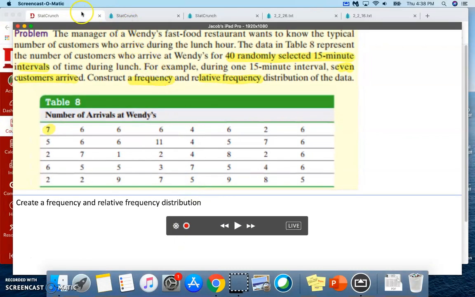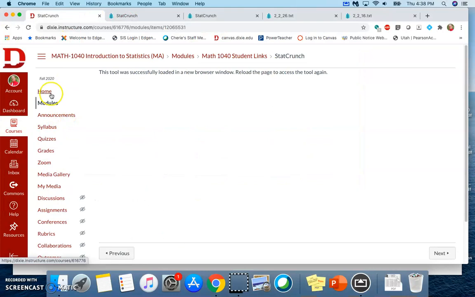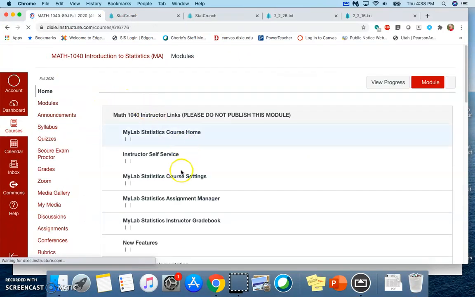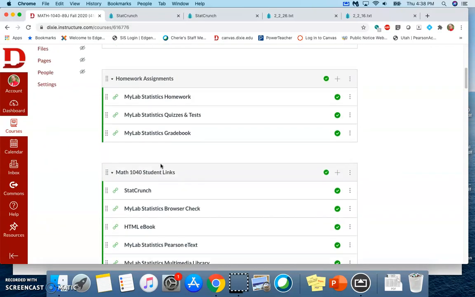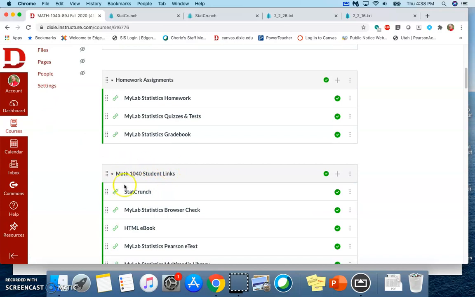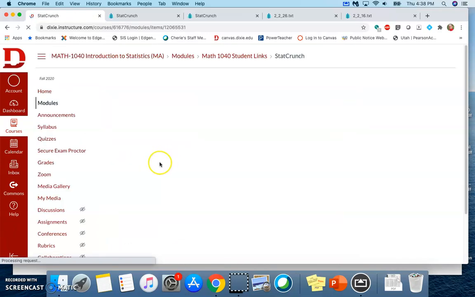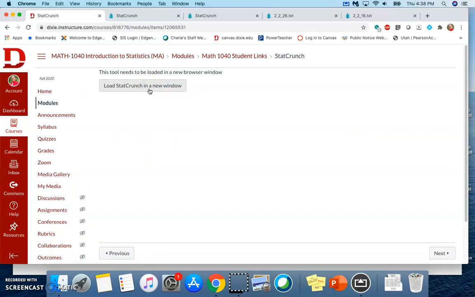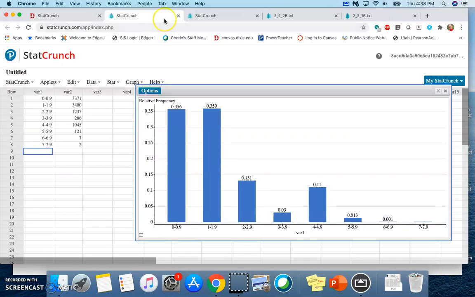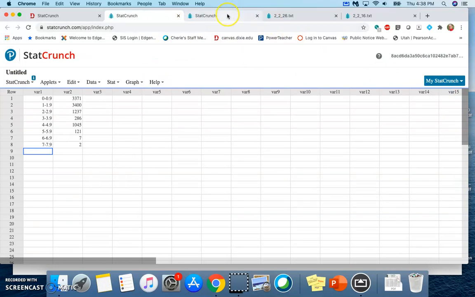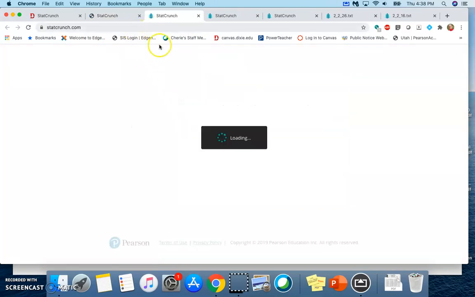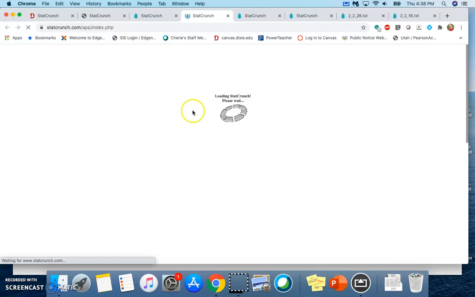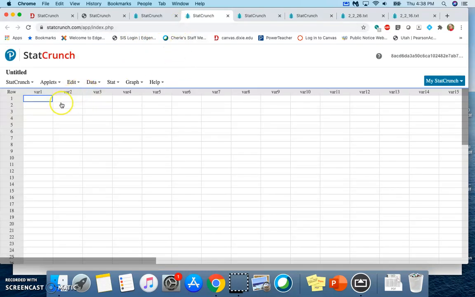So I need to come over here to StatCrunch, and just a reminder of how you get to StatCrunch. Under your links, click on StatCrunch, and then you're going to launch it in a new window. I did want to launch a new one because I wanted a blank slate. So StatCrunch website, and open in StatCrunch. All of those clicks will finally get us here.